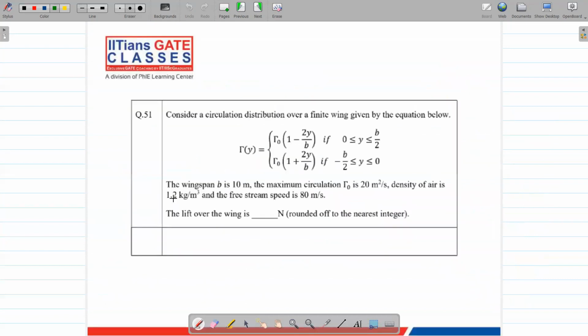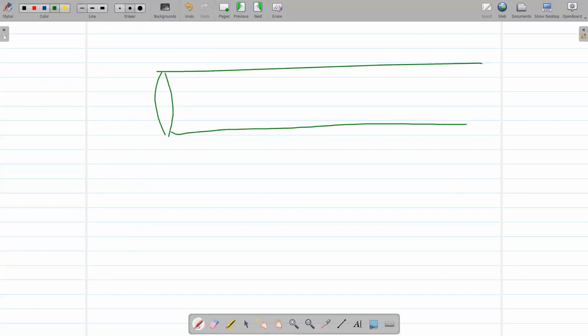All right. Now, the next question is based upon the lifting line theory and the three-dimensional flow field, to be precise. So what they're telling us is that there's a circulation distribution over a finite wing given by this particular equation. So let's try to visualize this. There's a wing, and there's a circulation distribution over the wing. So let me mark the center.